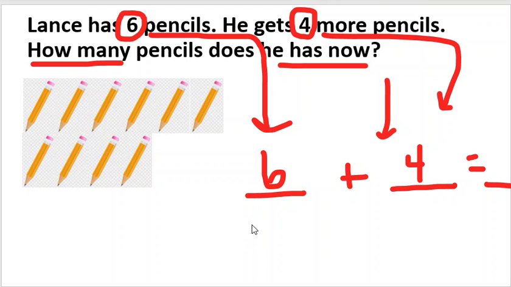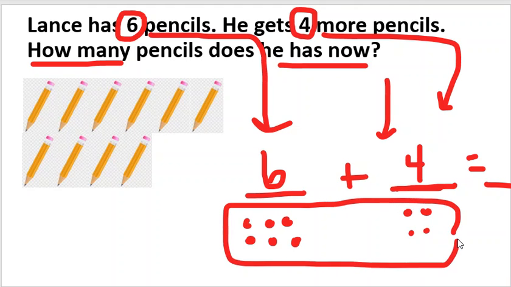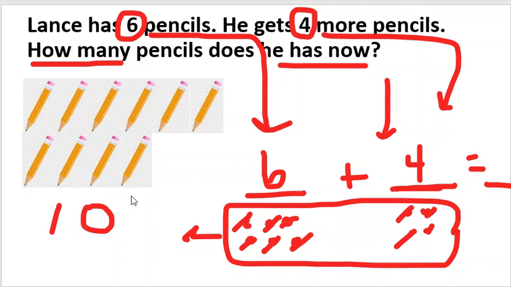Well, I'm going to make a little drawing on the bottom here to help me solve this problem. So right here, I have to make 6 circles. 1, 2, 3, 4, 5, 6. And then over here, I have to make 4. 1, 2, 3, 4. And then I have to count them all together to find my answer. So I have 1, 2, 3, 4, 5, 6, 7, 8, 9, and 10. So my answer to this problem is 10. So he has 10 pencils now.